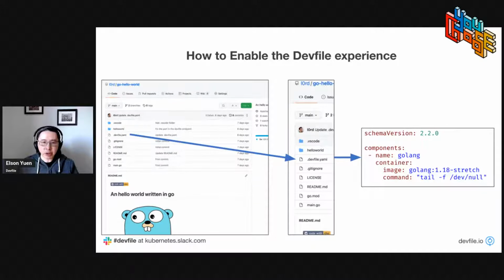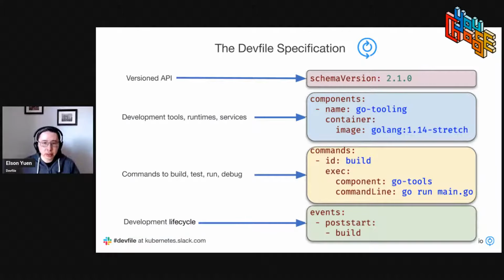To use Devfile, all you need to do is drop the devfile.yaml or .devfile.yaml file into your source code repository and check it in, and any tools that understand Devfile will be able to use it. A typical Devfile has different components, which can define the runtime of the services required by your applications. You can also define the commands for build, test, run, and debug of your applications.